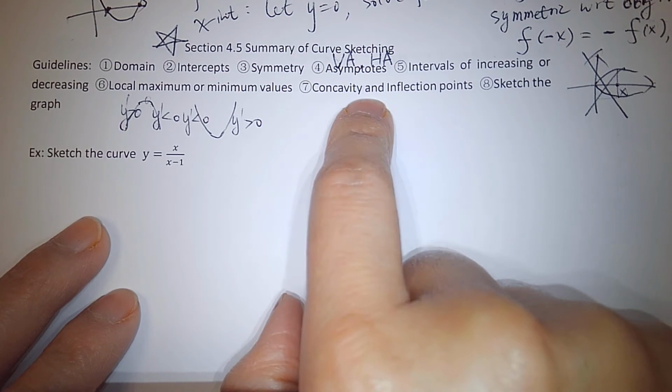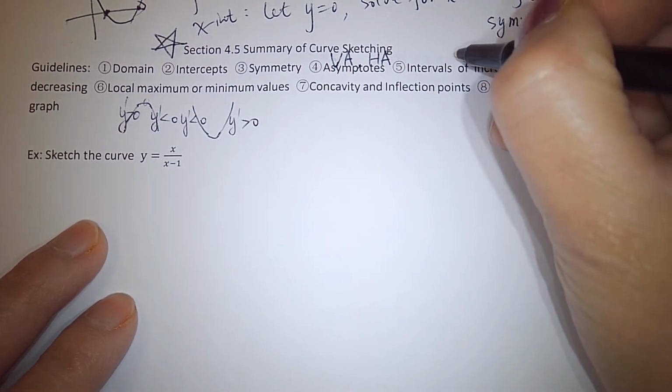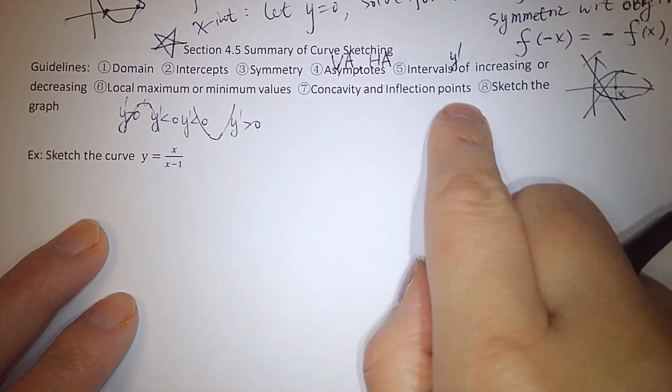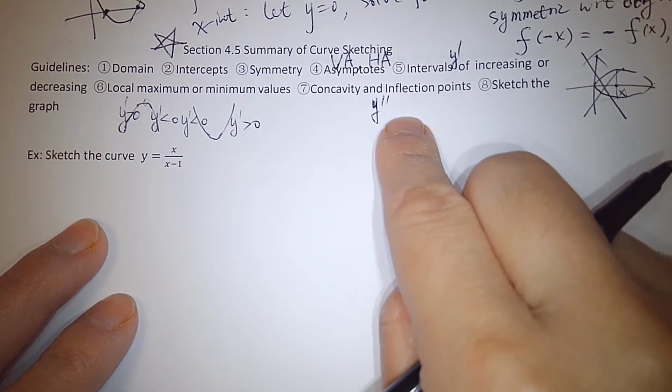And then the concavity and inflection point, we should check what? For increasing, decreasing intervals, we check y prime. For concavity and inflection point, we check what? Second order derivative, y prime prime, okay?